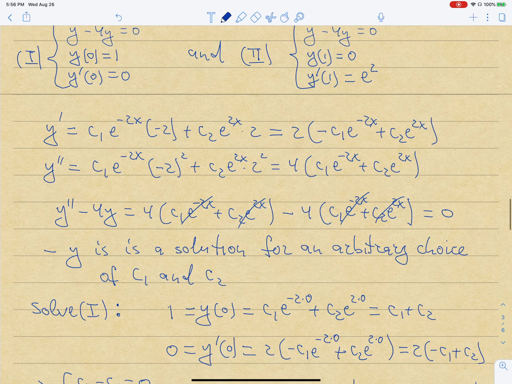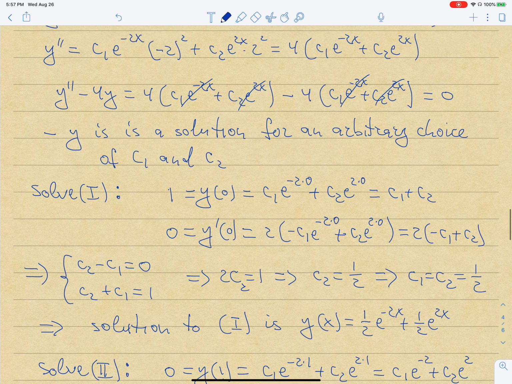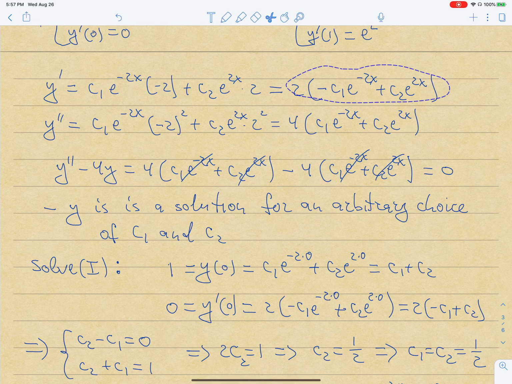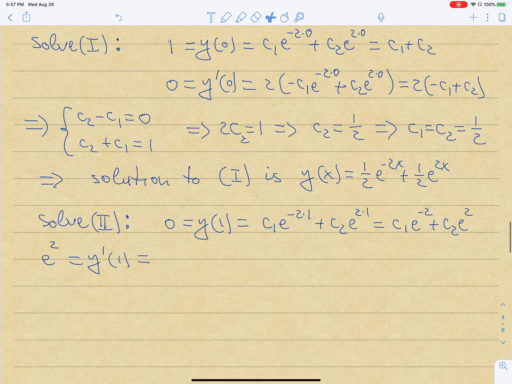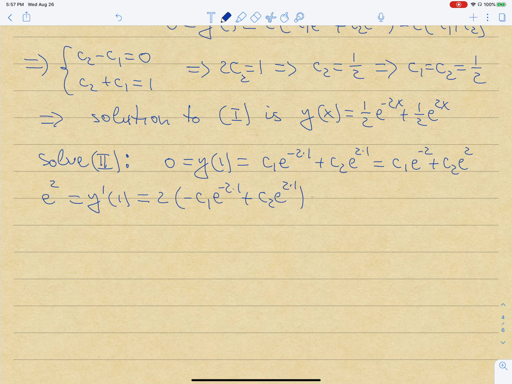Right? And then the second condition is y prime of 1 is e squared. So y prime of 1 is e squared on one hand. On the other hand, it is the expression that I see down here when x is equal to 1. So it's 2 times minus C1 e to the minus 2 times 1 plus C2 e to the 2 times 1. Let me check. Yep. So that is 2 times minus C1 e to the minus 2 plus C2 e squared.